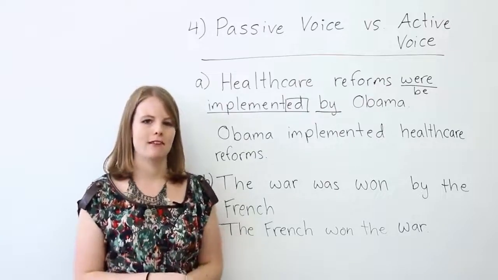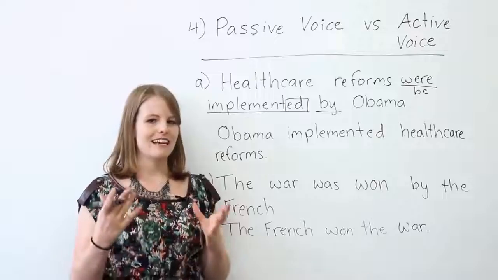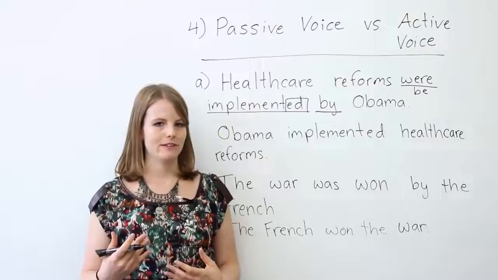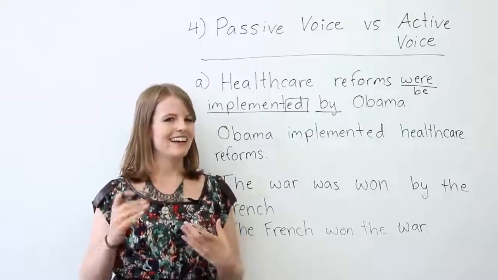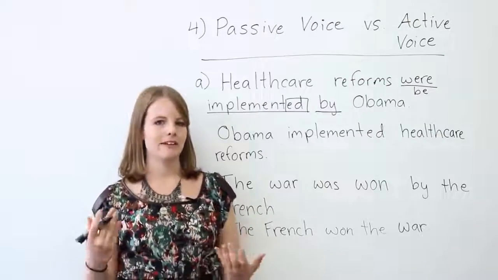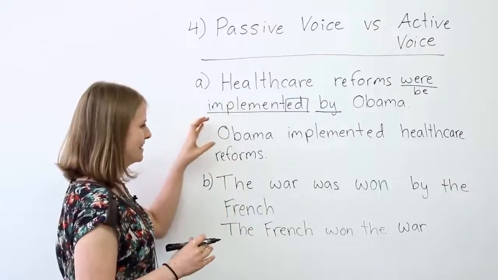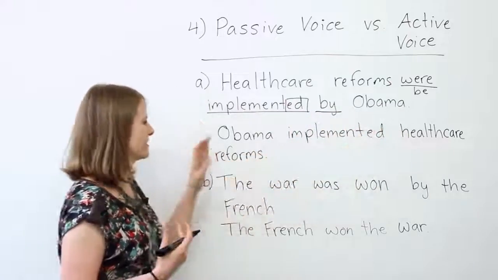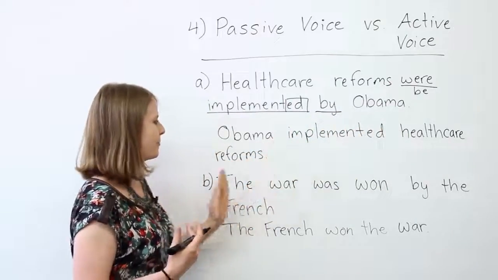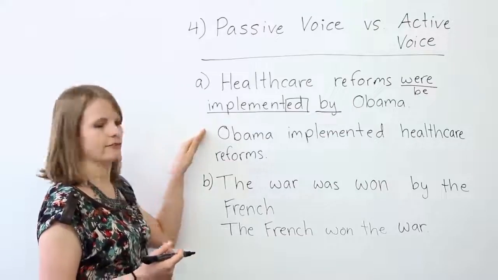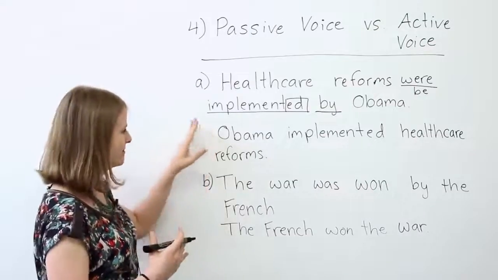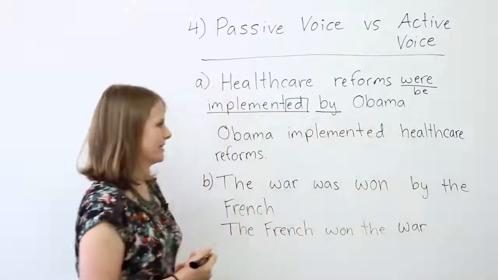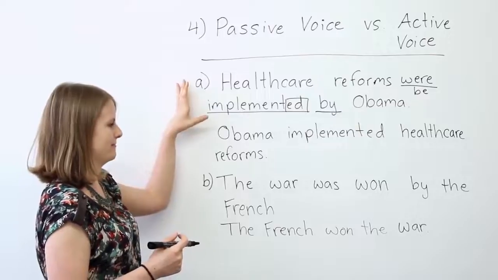So what is the problem with using the passive voice? Well, it takes away the fact that Obama is the one who implemented the reforms. The sentence is sort of weak, a little bit awkward. It would be much better if we had the actor who is Obama, so the person, the verb, and the object. Obama implemented healthcare reforms. So this is the active voice. Okay, so if you can, have the subject, then the verb, then the object, instead of the passive voice.